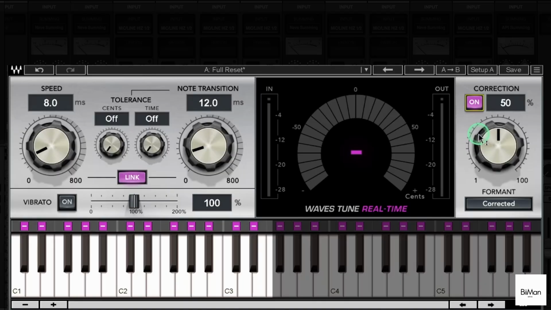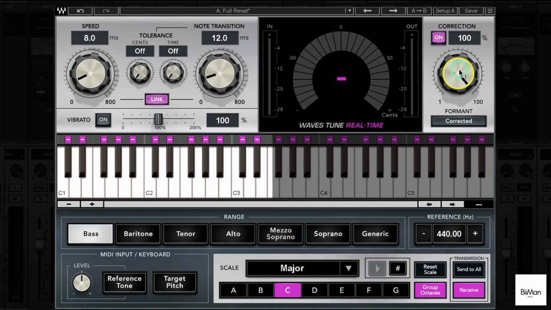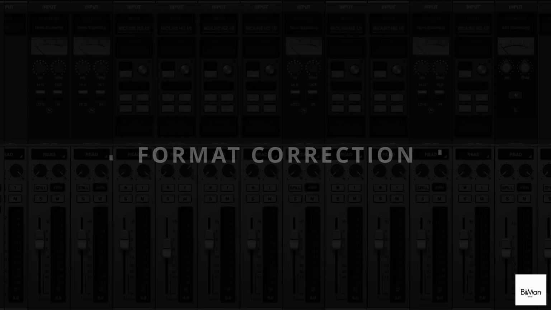But in this case, correction is just happening at 50%. And as you can see, that is why the movement on the rotary knobs here is limited to just the top. I always leave it at 100%, guys. I would advise you do same.